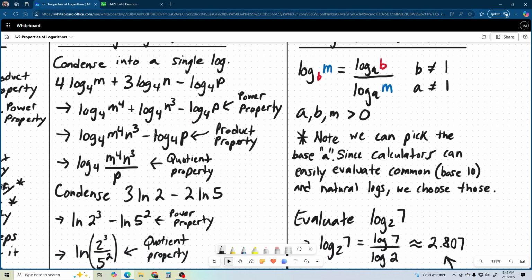All right, so now I see a plus sign and I see a minus sign. So we know we're going to have to use the product rule and we're going to have to use the quotient rule. Let's do the product rule first. Let's just go from left to right, because that's typically how we do order of operations. So here we have m to the 4th and n to the 3rd, right?